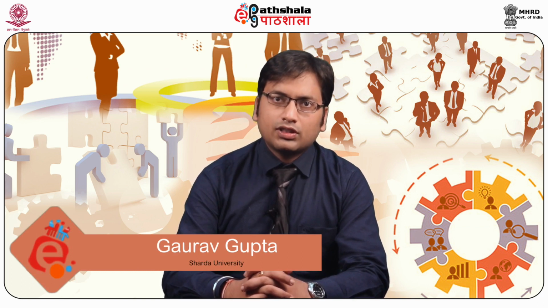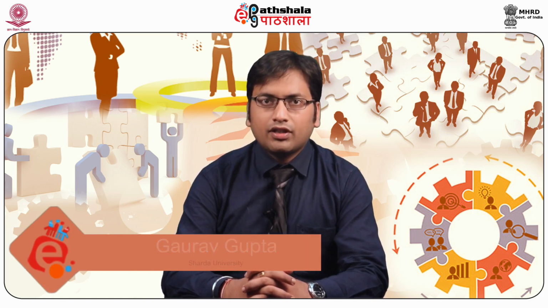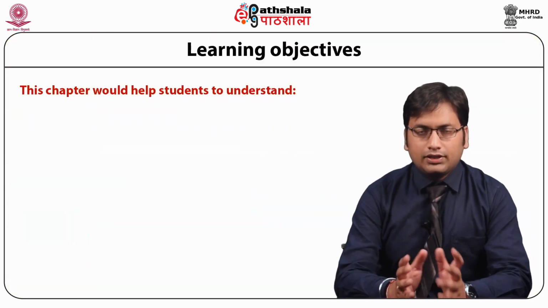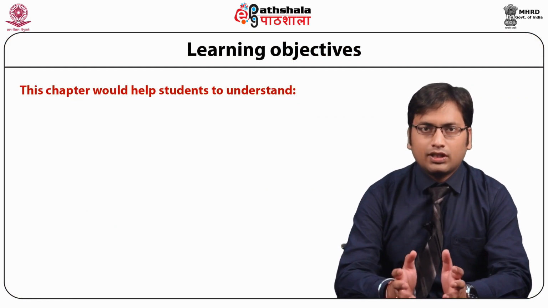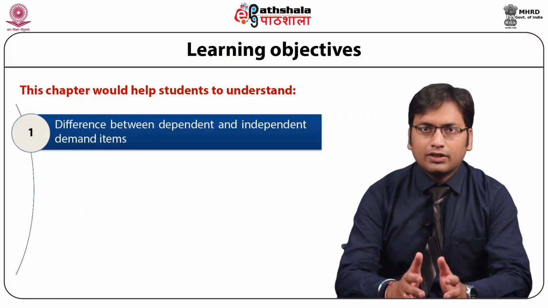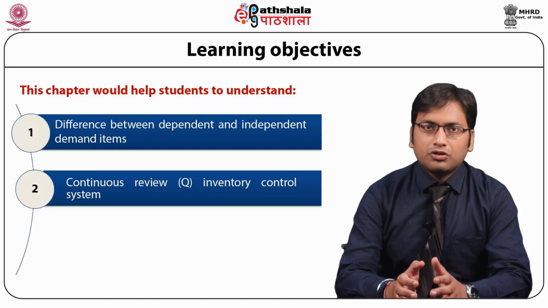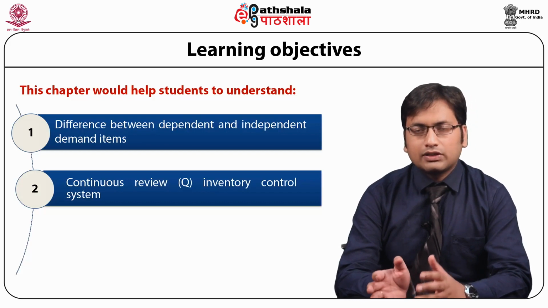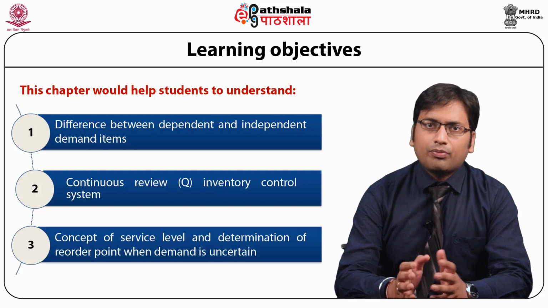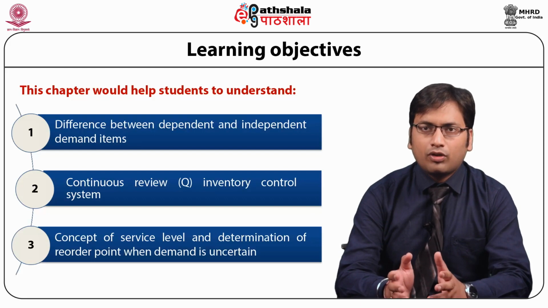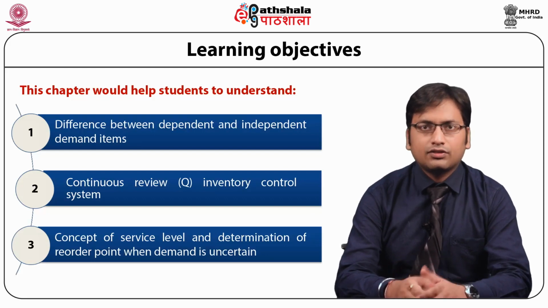Today we are going to discuss a module, Inventory Control Systems: Continuous Review System, under the paper Operations Management. Objectives. This chapter would help students to understand the difference between dependent and independent demand items, the continuous review inventory control system, the concept of service level, and determination of reorder point when demand is uncertain.